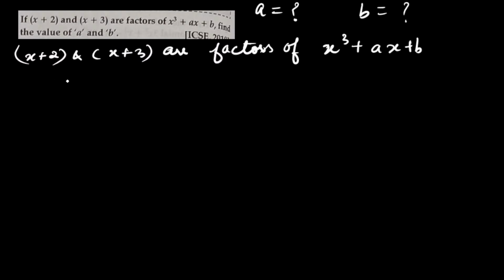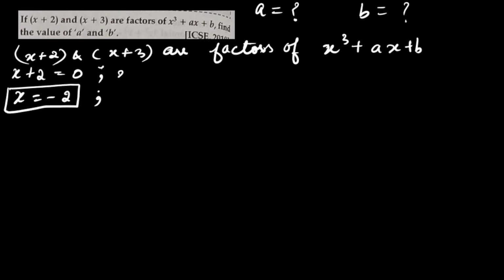So how to do? First of all, we'll find the value from these given two linear polynomials. So x plus 2 we will equate with 0. So x plus 2 equals to 0. From here we will get the value of x equals to -2. When plus 2 we shift to the other side, it will become -2. Now the same thing we will do for the second linear polynomial also. So x plus 3 is equals to 0. So x is equals to -3.